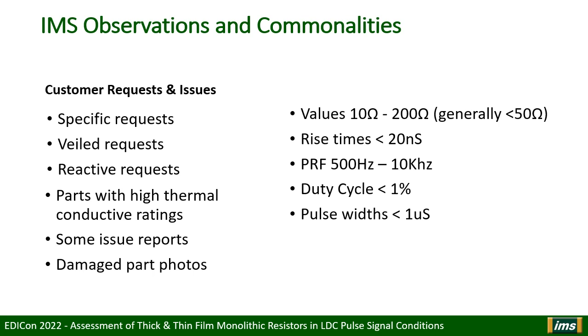We see specific requests about specific pulse characteristics as they apply to our parts whenever it's a resistor, attenuator, or splitter. We see veiled requests where a minimum of information is relayed, usually in the form of average power only, or a signal initially communicated to be a 50% duty cycle with a frequency in the low megahertz range, but then may ultimately turn into a reactive request for a recommendation based on LDC conditions if parts begin to fail during testing.